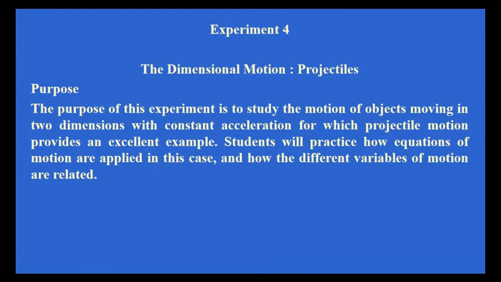The purpose of this experiment is to study the motion of objects moving in 2 dimensions with constant acceleration, for which projectile motion provides an excellent example. Students will practice how equations of motion are applied in this case and how the different variables of motion are related. For example, students will predict the horizontal range of a projectile shot from various heights and angles, and will study the time of flight for a projectile shot horizontally with different muzzle velocity.